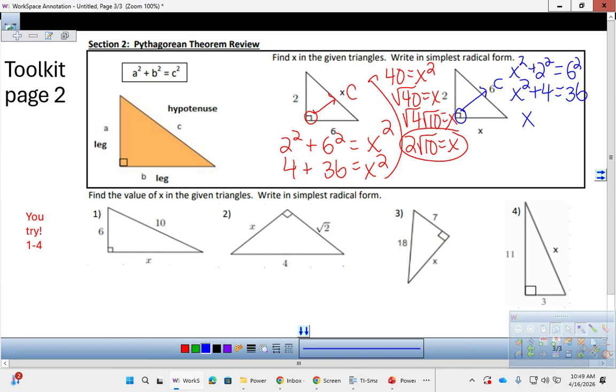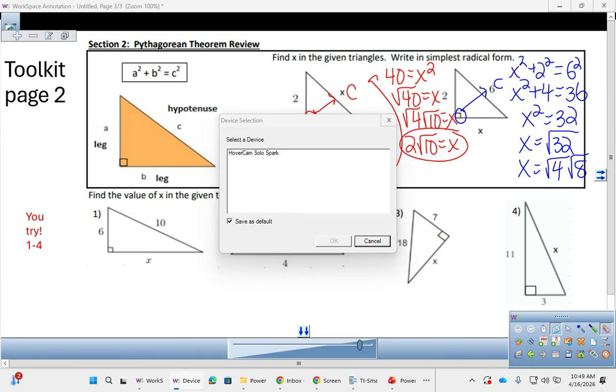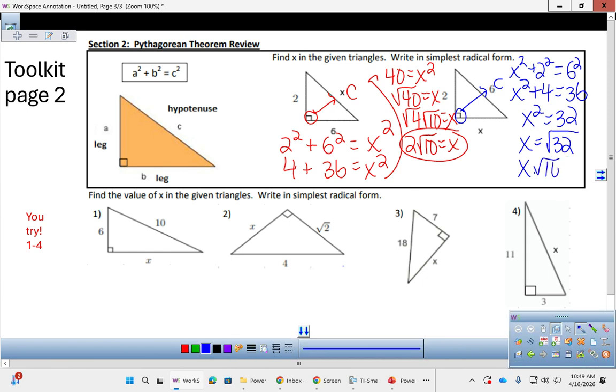Subtract 4. So x would equal the square root of 32. But that's divisible by 4. Actually 16, right? My board froze. I'm going to do root 16 and root 2. So x is equal to 4 root 2 here.